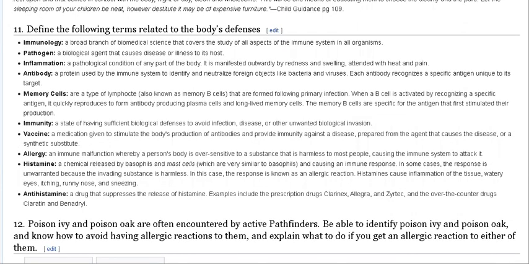Okay, number 11. Define the following terms related to the body's defenses. Immunology is a branch of biomedical science that covers the study of all aspects of the immune system of all organisms. I've spoken about memory cells, a type of lymphocyte, and antibodies, proteins used by the immune system to identify and neutralize foreign objects like bacteria and viruses. Each antibody recognizes a specific antigen unique to its target. A pathogen is a biological agent that causes disease or illness to its host. That's basically all you have to know.